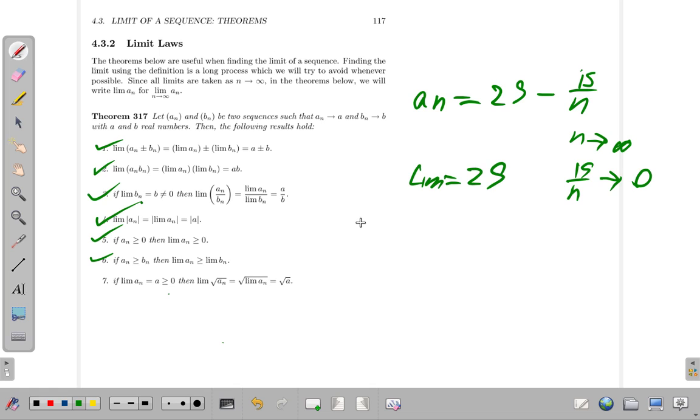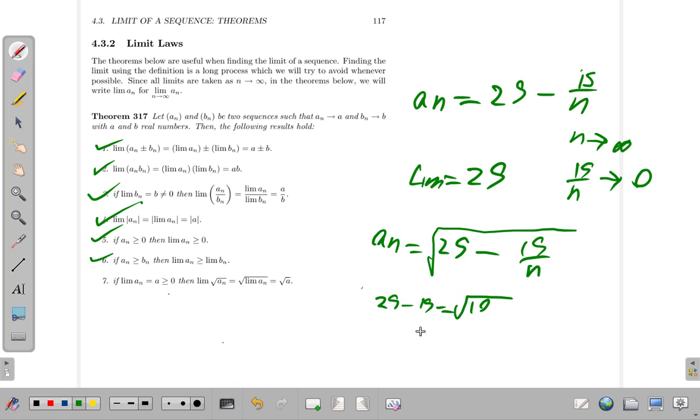Now, the limit of the square root of this. So an is equal to 25 minus 15 over n, and we take the square root of this function. The first term would be 25 minus 15, which is 10, and you have the square root of 10. The second term will be 25 minus 15 over 2, which is 17.5, the square root of that.